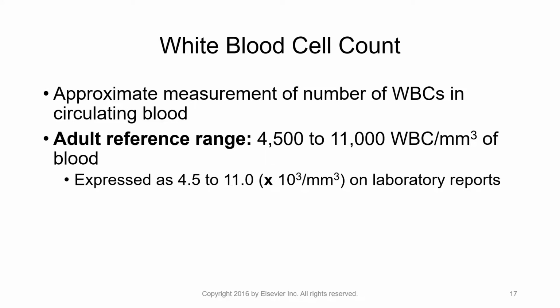This is scientific notation. When you see 10 to the 3, you think I'm going to shift that decimal point 3 spaces to the right if the exponent of 3 is positive, and to the left if the exponent is negative. So you would read 4.5 times 10 to the third per cubic millimeter as the same reading as 4,500 white blood cells per cubic millimeter. It's just a way to write big numbers small.